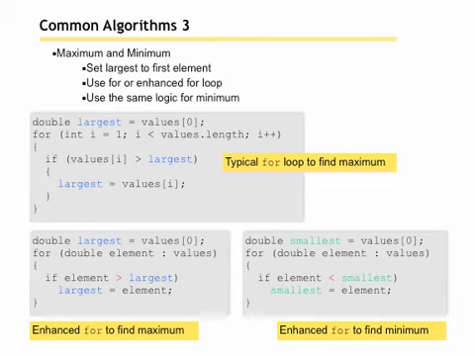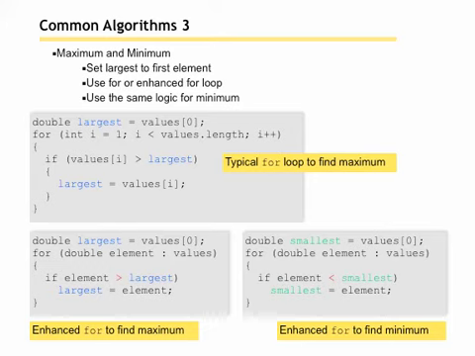Finding the maximum and the minimum. The first thing that we do, the most important thing, is if finding the maximum, we set the variable where we're going to store the largest equal to the first element. The reason that we do this is because if we haven't looked at any elements so far, the first one is the largest one. So we set the largest equal to the first element in the array, and then we use a for loop to traverse the remaining elements. So: for int i = 1, i < values.length, i++.